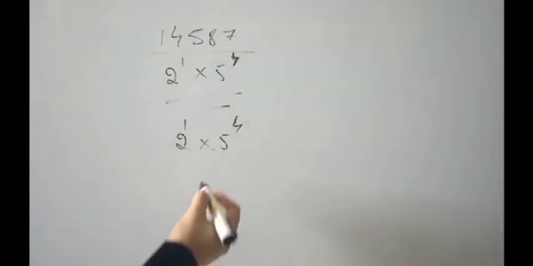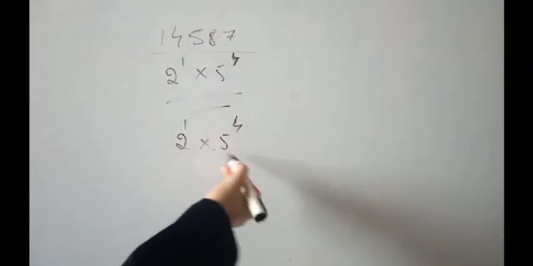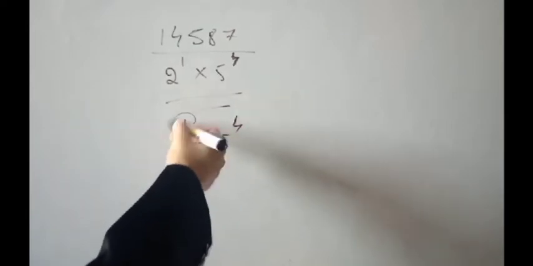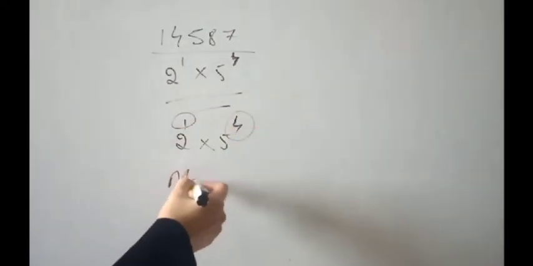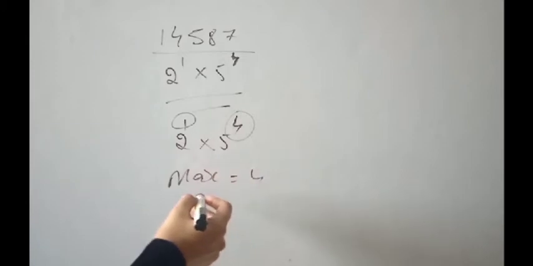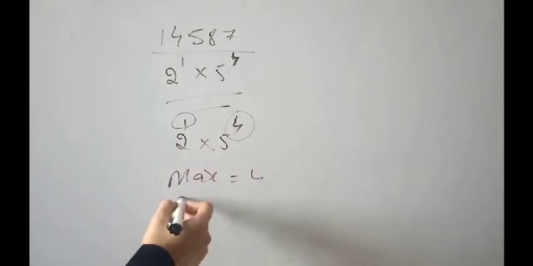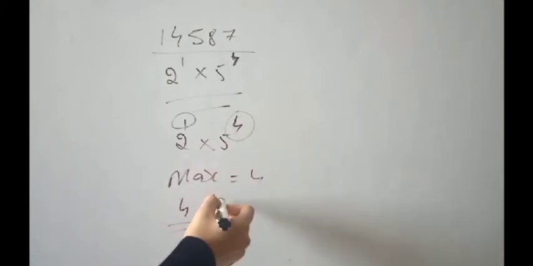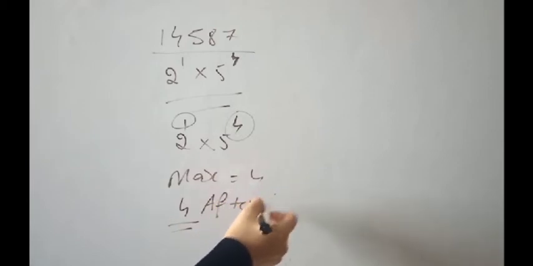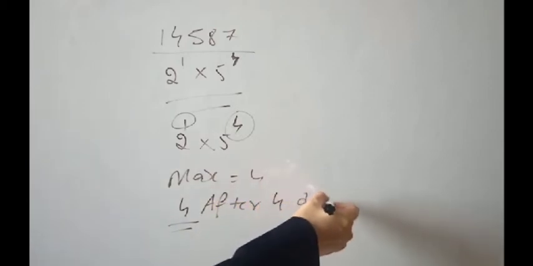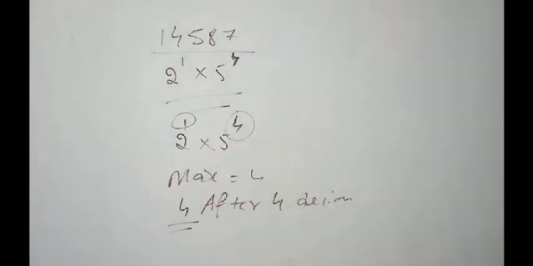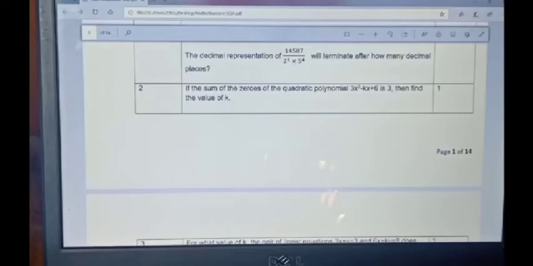Here we have to consider the powers of 2 and 5. We have to consider the maximum power, and here the maximum power is 4. Therefore the answer is 4. After 4 decimal places that number is going to terminate. So just consider the highest power, that's it. When the denominator has only 2 and 5, then we only have to consider the highest power. So next, come to the second question.